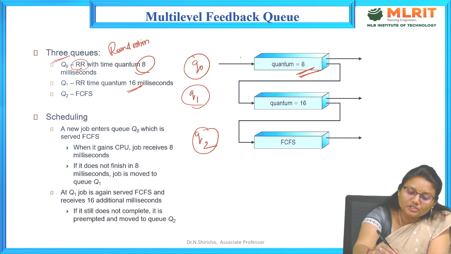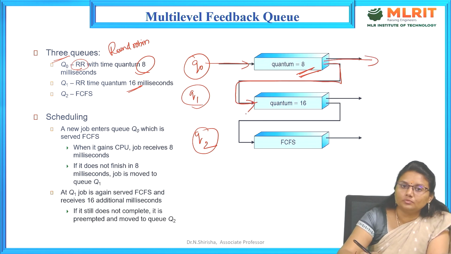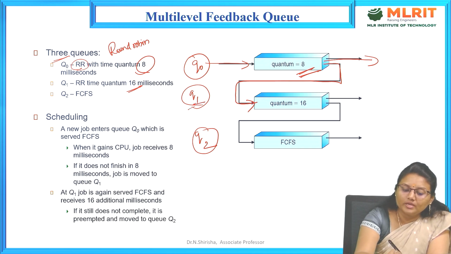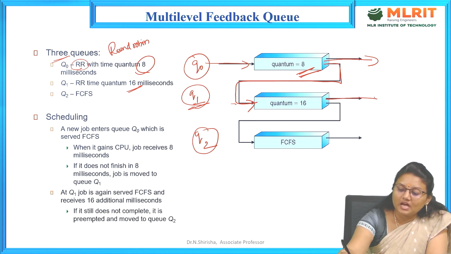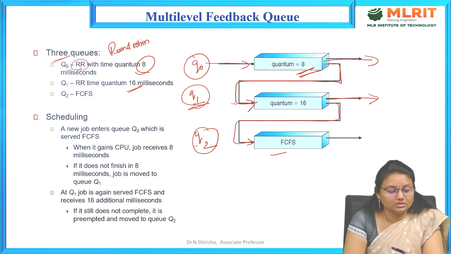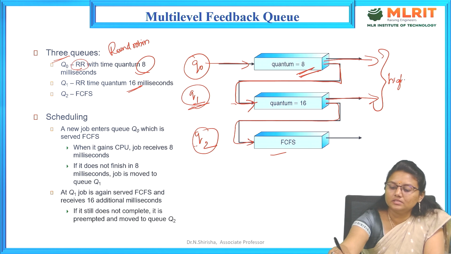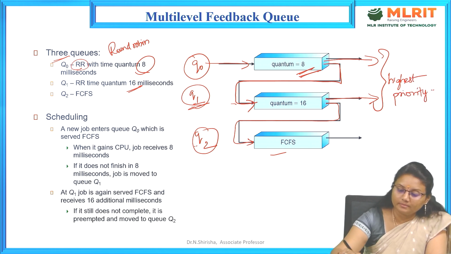After completion of all the Q0 processes, when they are out, then only the scheduling will go to the next ready queue, which is Q1, and it will undergo all its processes. After completion of all these processes, then only it will go to the next queue, which is Q2. Then Q2 will undergo all its processes. So the processes in the first queue have the highest priority, therefore we are implementing the round robin algorithm there, and Q2 has the processes with the lowest priority.